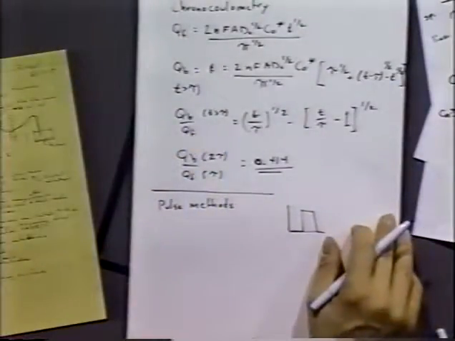So let's review some of the pulse methods. And rather than call them potential reversal, they often call them pulse methods, pulse voltammetry. And you can see why. We're taking a step out and a step back, and we can think of that as a potential pulse, and that's what we're doing.